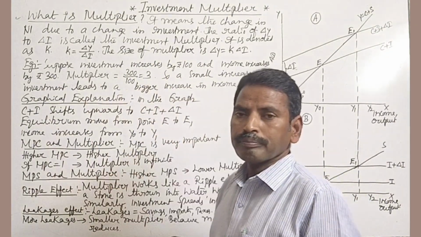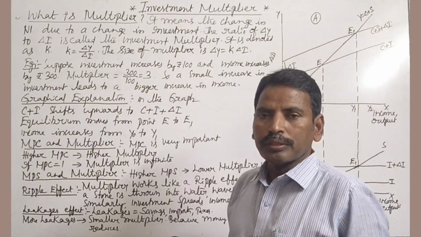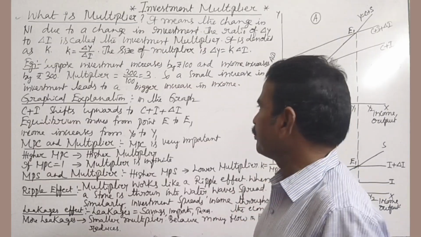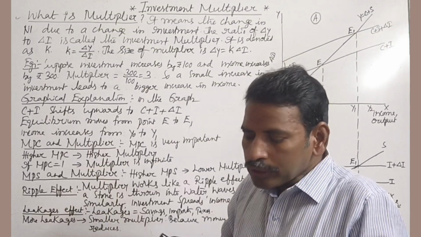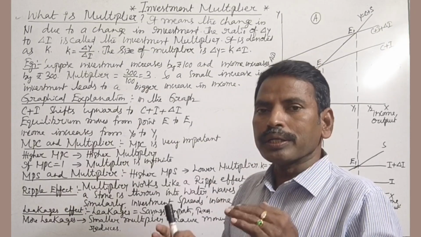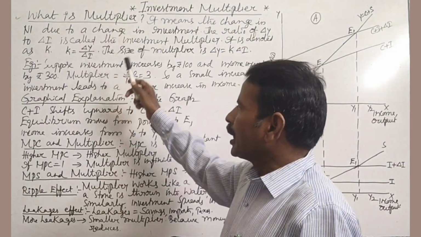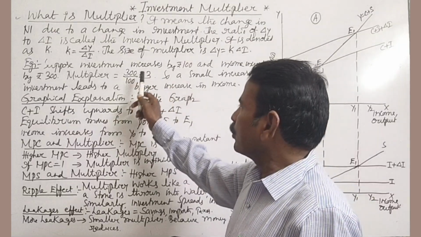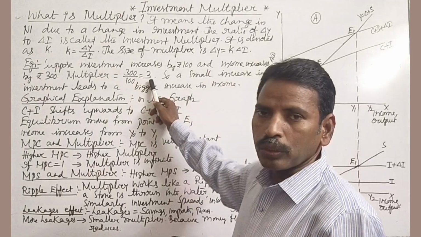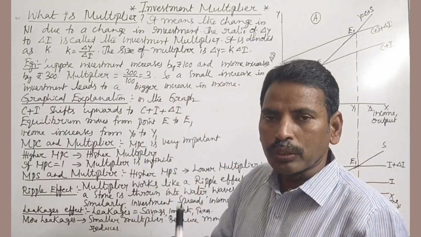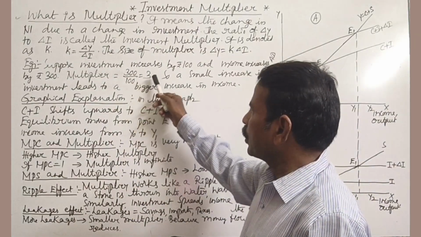For example, suppose investment increases by rupees 100 and income increases by rupees 300. Therefore, multiplier k is equal to delta Y by delta I. Delta Y is equal to 300, delta I is equal to 100. Therefore, 300 divided by 100 is equal to 3.